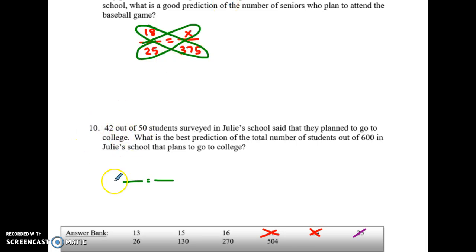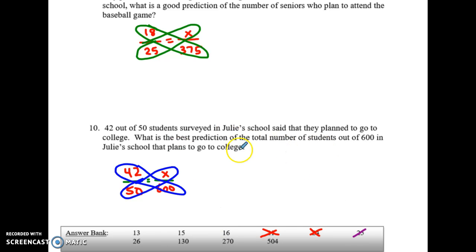So let's see, this one says 42 out of 50 students surveyed say they're going to college. We want to make a prediction of the total number of students out of 600. So again, 600 is the total amount of students it says in Julie's school. And out of those 600, we're going to base x, because we don't know how many are actually going to go, but we're going to make this into a prediction proportion that you're going to go ahead and solve for me using your cross products.